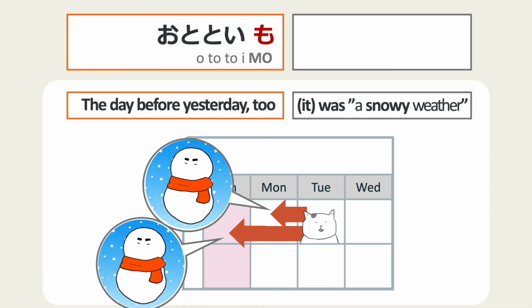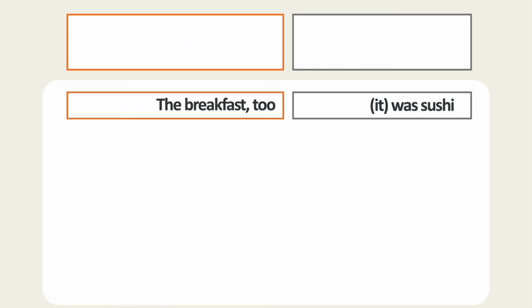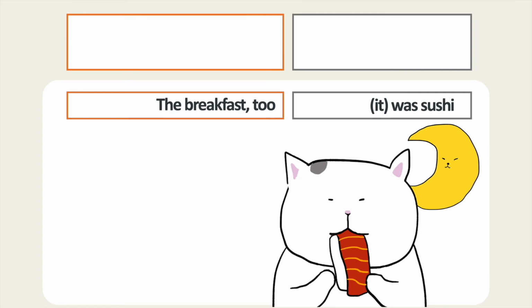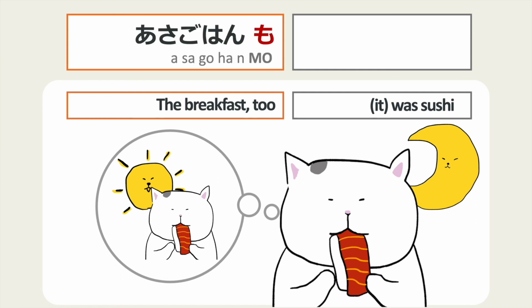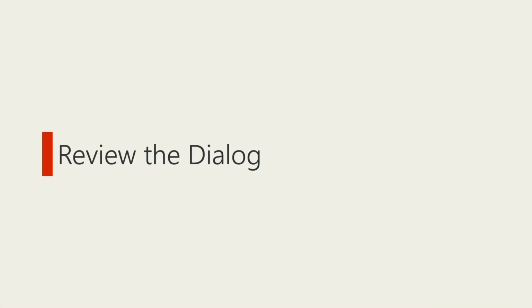おとといも雪でした. Let's say you are eating sushi for dinner and you had sushi for breakfast too. How do you say the breakfast too was sushi? 朝ごはんも寿司でした. Let's review the dialogue.